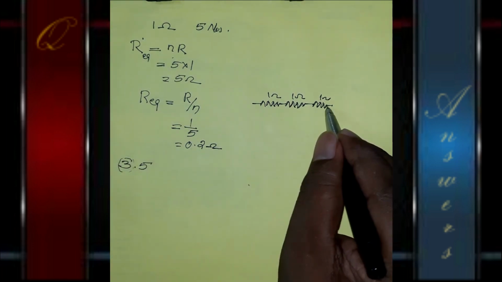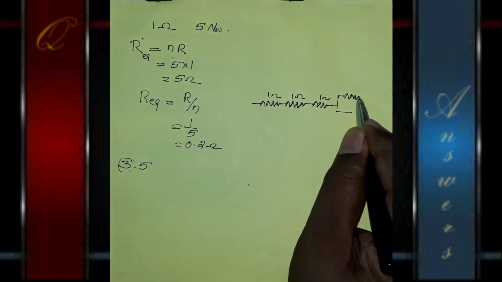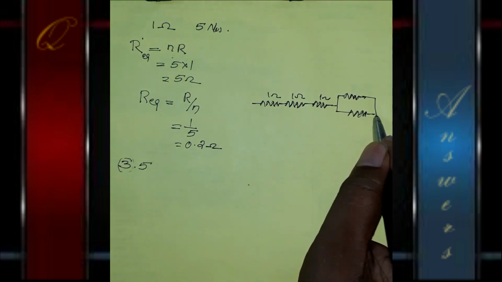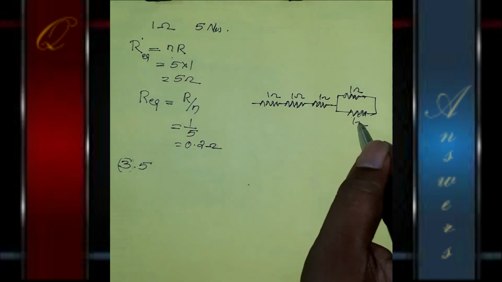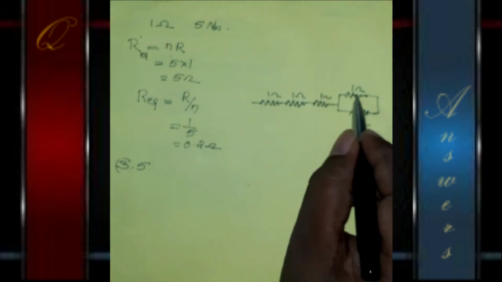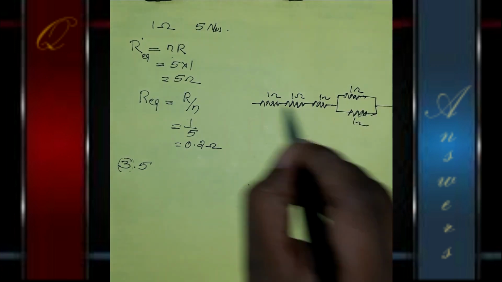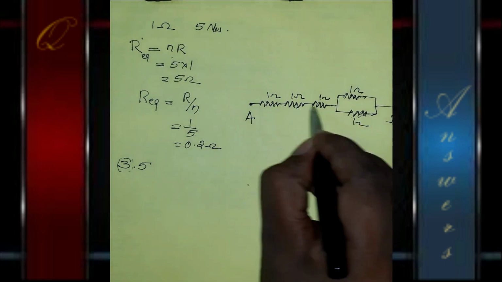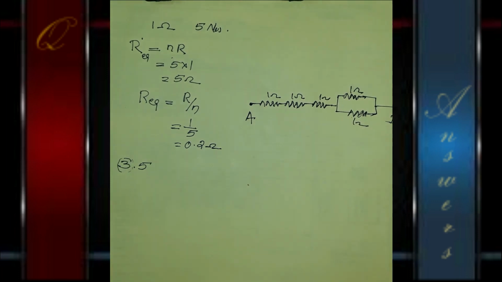0.5 ohm is obtained when 1 ohm and another 1 ohm are connected in parallel. This is 1 ohm, this is 1 ohm. When 1 and 1 are connected in parallel, you are getting 0.5. So this total is 3 and here the effective is 0.5. So what is the total equivalent resistance between these two points A and B? It will be 3 plus 0.5, which is 3.5 ohm. This is the answer.